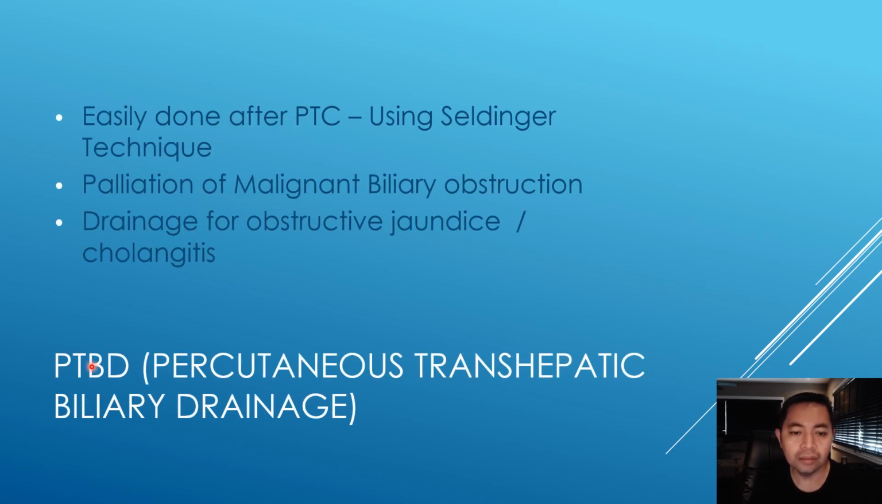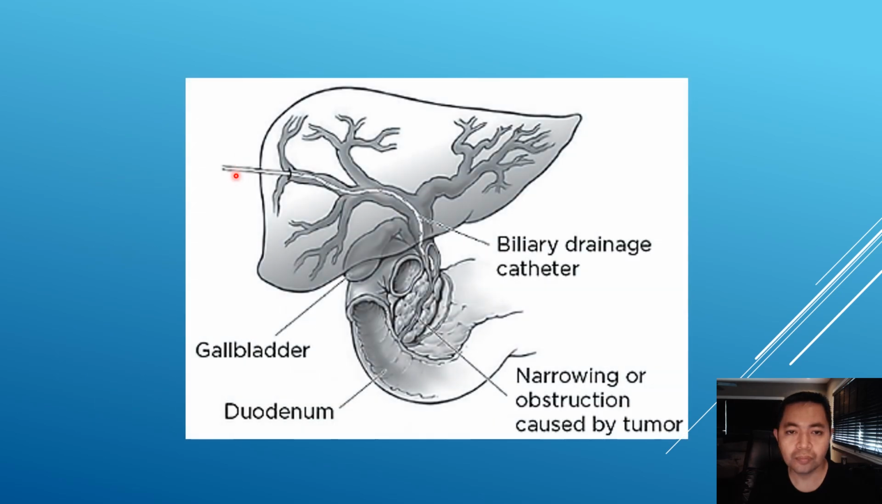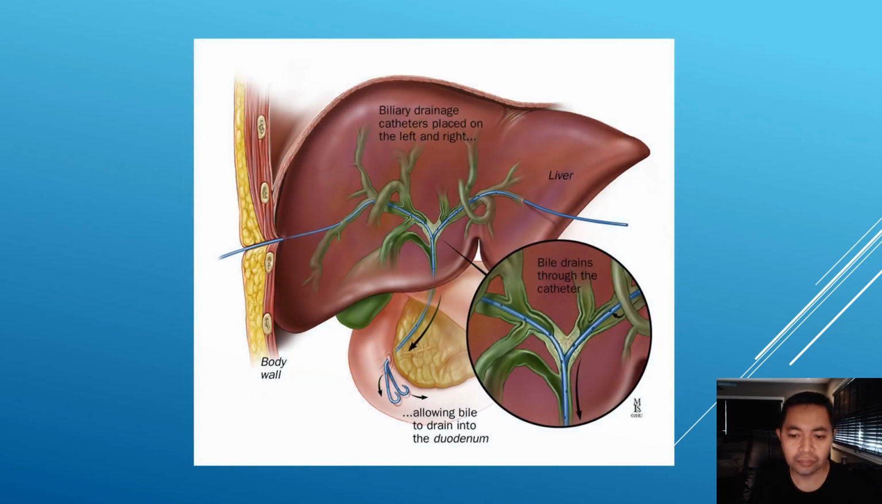Putting in a PTBD is easily done after PTC using the Seldinger technique to insert a drainage tube through the intrahepatic ducts, with the purpose to drain biliary obstruction of different causes. In this example, a PTBD tube was inserted in the right intrahepatic duct to palliate obstruction from a pancreatic head tumor. PTBD can be done through the left or through the right intrahepatic ducts depending on where the obstruction is.